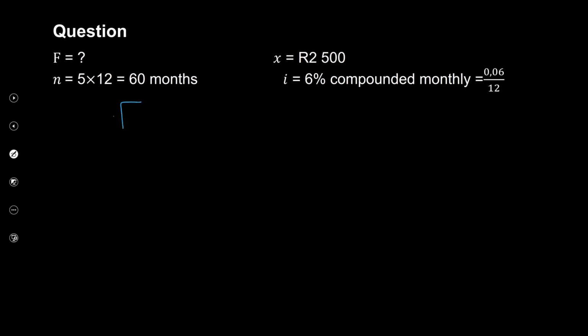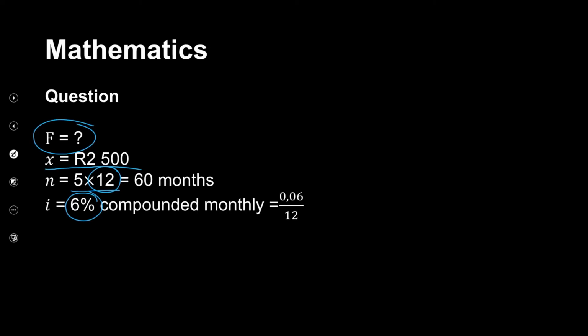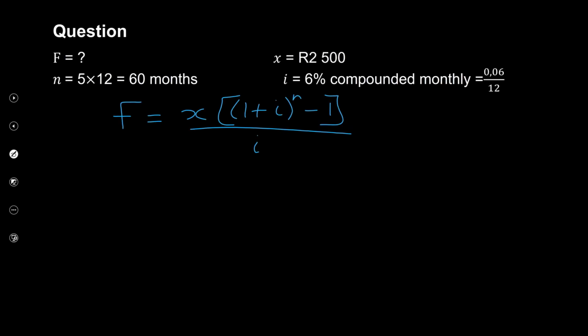Now we know as soon as we have this, I'm going to say F is equal to X into 1 plus I to the exponent of n minus 1, all divided by I, right? If you are not sure, always go back to the formula that you have in the information sheet in order to know what the formula is supposed to be.